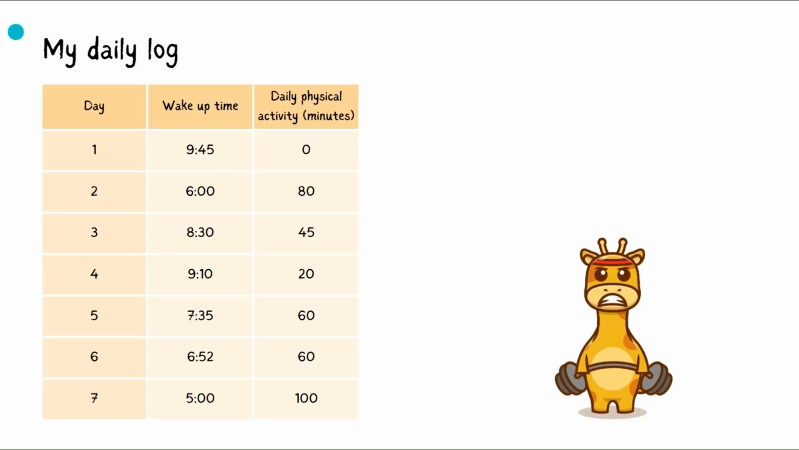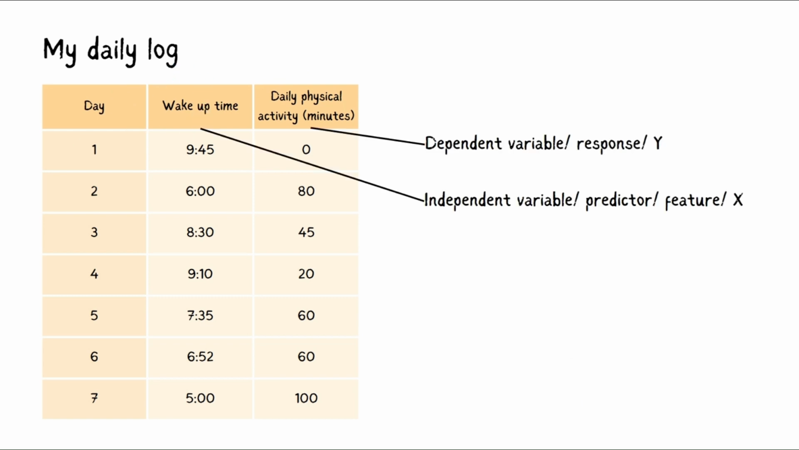One of my goals this year was to get in shape. So, every day I logged my wake-up time and the number of minutes of intense physical activity. The statistical way to think of this is: will the amount of physical activity depend on my wake-up time? The amount of physical activity is going to be the dependent variable, or the response. The wake-up time will be the independent variable, also called the predictor.